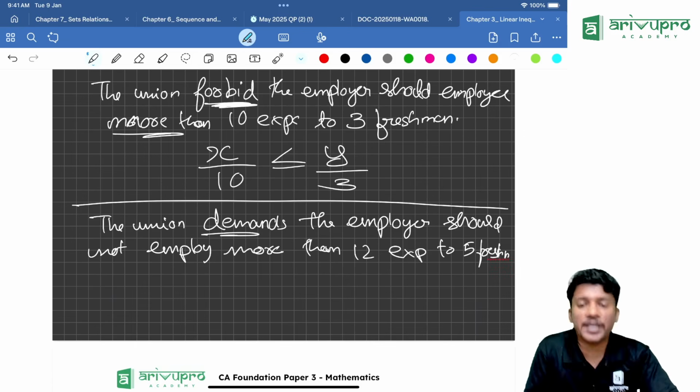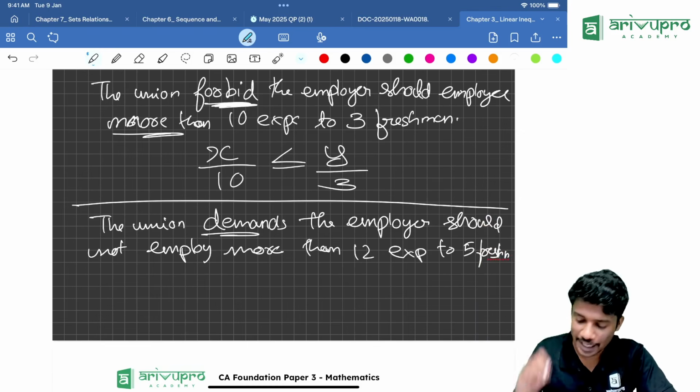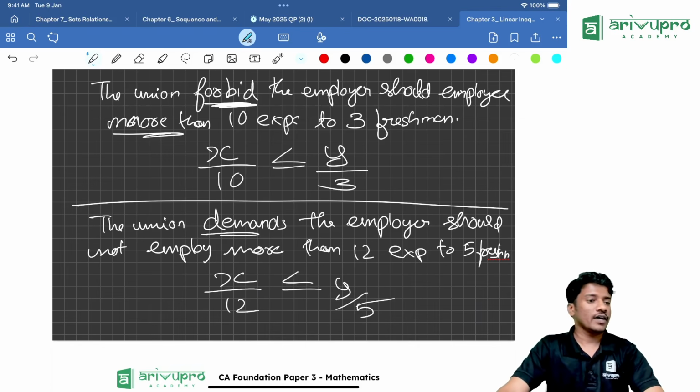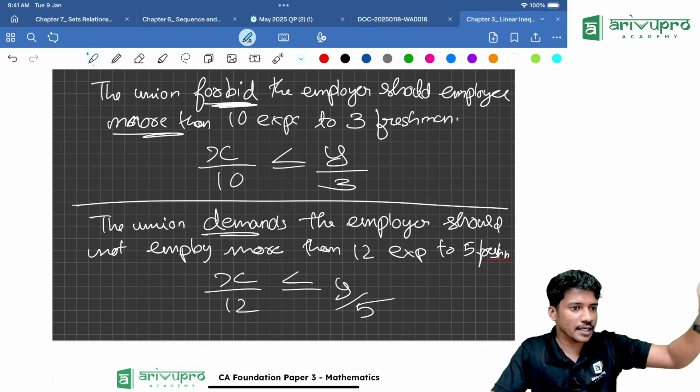Demands should not be more than. That means it should be less than or equal to. What is the case? X divided by 12 is less than or equal to Y divided by 5. Everyone understood this? Everyone got the idea of demand and forbid?